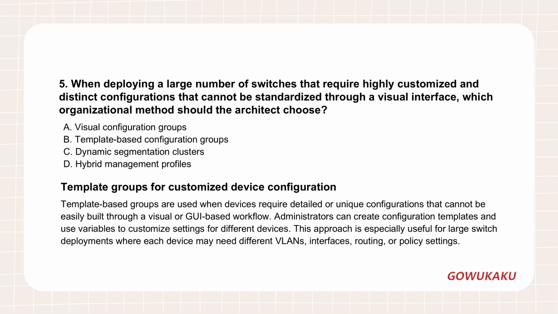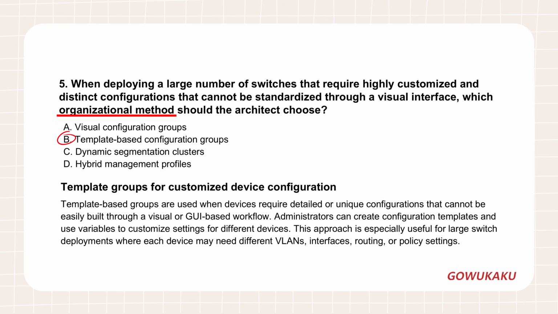But what happens when standard uniform configurations just aren't enough? Question 5. When deploying a large number of switches that require highly customized and distinct configurations that cannot be standardized through a visual interface, which organizational method should the architect choose? The correct answer is B, template-based configuration groups. Visual graphical interfaces are great, until they limit your flexibility. Right. They only give you so many options. Yeah, template groups use raw code with text variables, like inserting a placeholder for a specific IP address. Oh, wow. It allows for massively customized, automated deployments at incredible scale.